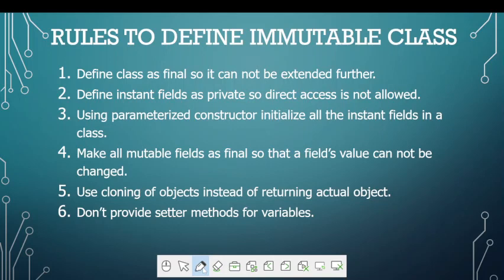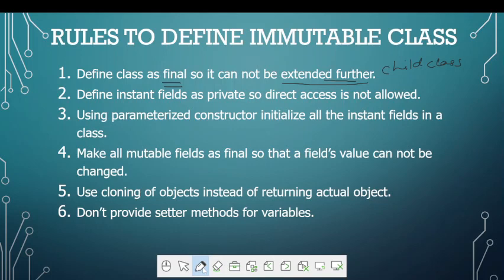Now coming to the next part, what are the rules to define the immutable class, and using these rules we are going to make our person class an immutable class. What does the first rule say? Define the class as final. The reason is that it should not be extended further, because if we extend it, then there is a possibility that in the child class the values are going to get changed.